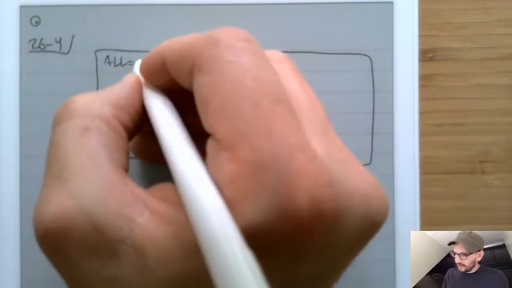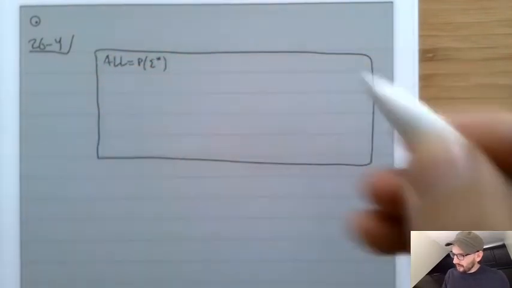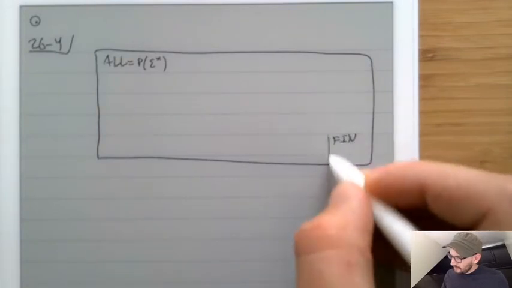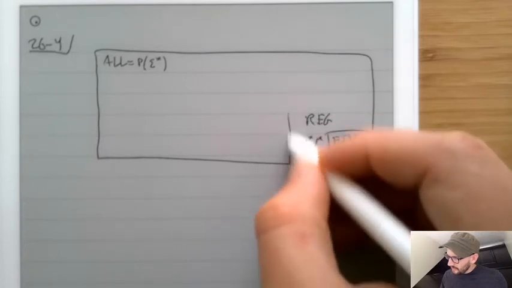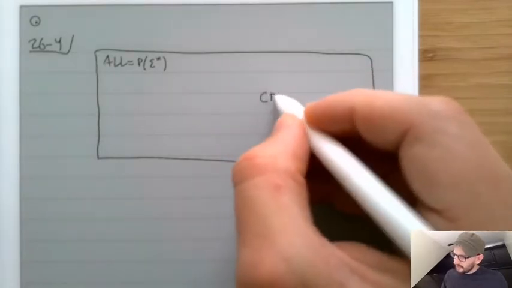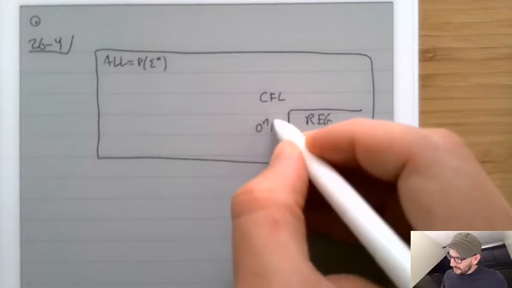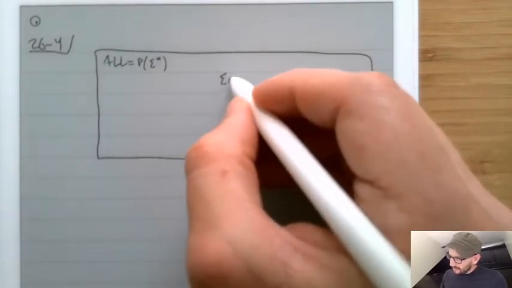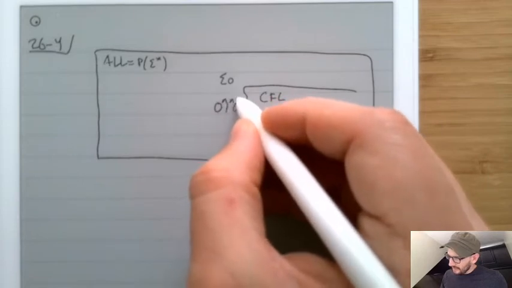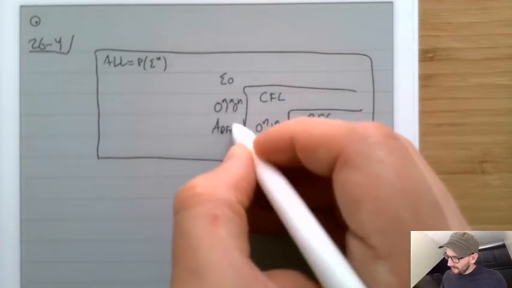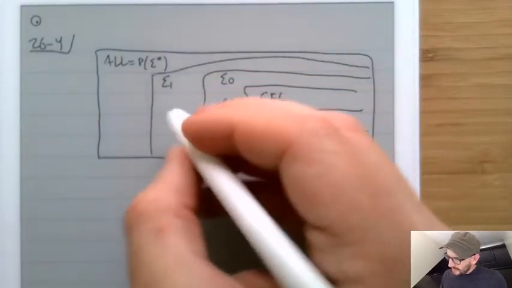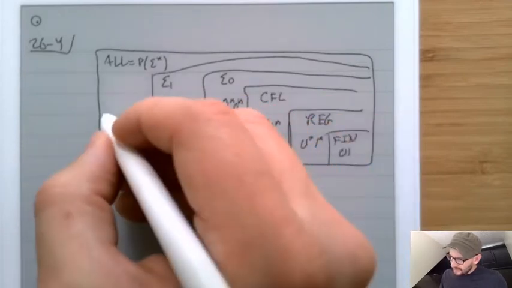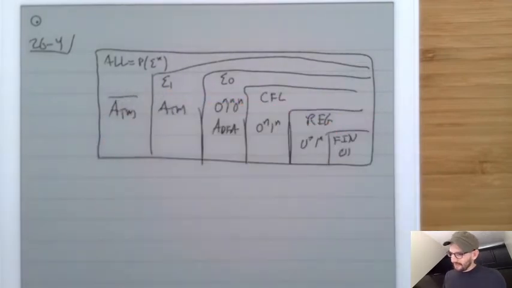We've got all, which is the power set of sigma star. We have fin, which is 0, 1. We have reg, which is 0 star, 1 star. I'm sure that you're getting bored of seeing this. We have CFL, which is 0 to the n, 1 to the n. We have sigma 0, which is 0 to the n, 1 to the n, 0 to the n, and a DFA. We have sigma 1, and sigma 1 has ATM. And then outside of here, we have the complement of ATM. So this picture is what we've proven this whole time.